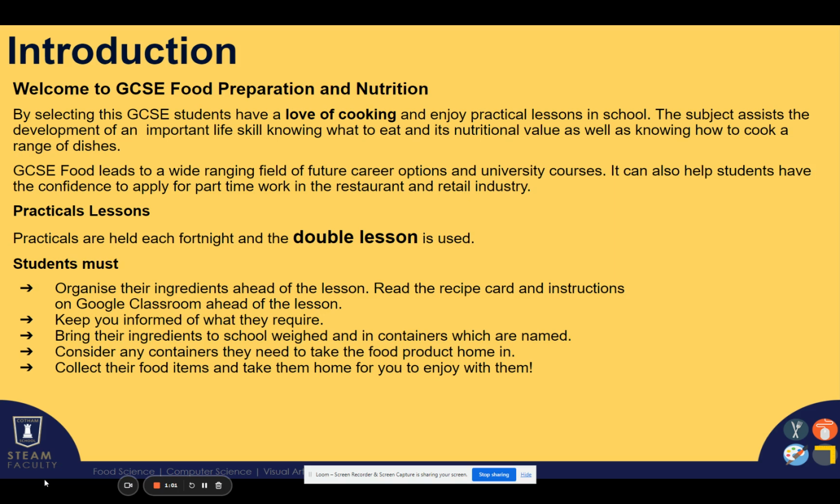We do expect our students to organise their ingredients ahead of the lesson. Rather than telling you last minute, they should also be getting their ingredients weighed out, measured and into bags and containers ready for the lesson. It is good practice to read the recipe and the instructions ahead of the lesson, as you would do for any exam or any assessment, just to know the actual process so that you are prepared and organised. We do expect students to keep you informed of what they require in terms of ingredients. If containers can be named, it is helpful so we can reunite them with their owners, and also collect their food products at the end of the day, and hopefully you get a chance to try them and give them feedback on their dishes.